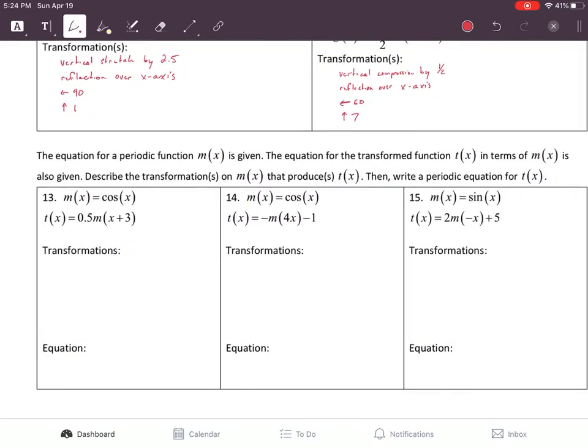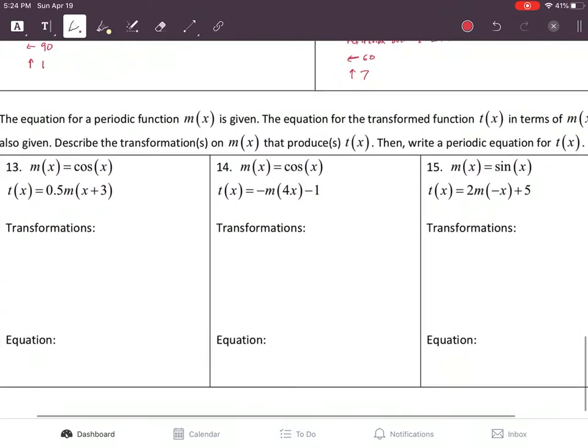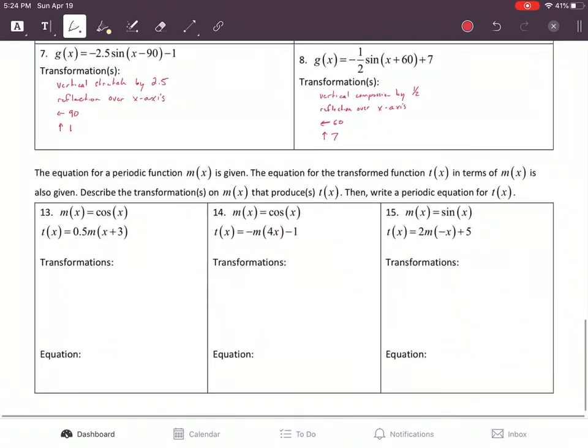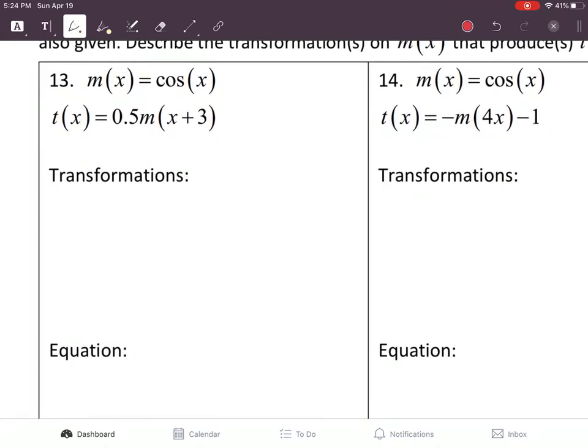Okay. Now in this particular, for 13 through 15 on this, I don't know why it's 13 through 15 because it stops at 8 for the previous one, but that's okay. All you want to do is you're going to list out the transformation, what's going on with it, and then put in the cosine function in for m. That's really, or the sine function for number 15. So let's look at these transformations and then write the equation down.